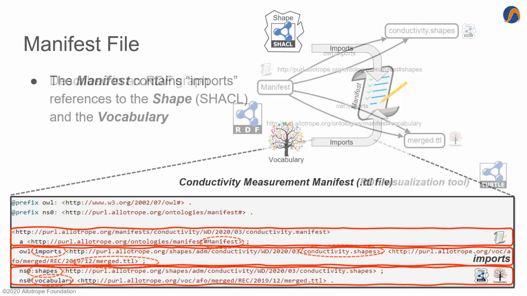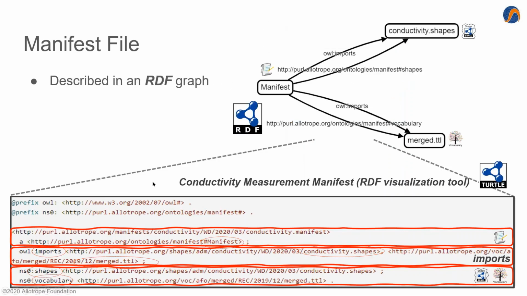We can see the same thing if we are using an RDF graph. We have the manifest, which imports the conductivity shape, the shape file, and imports the vocabulary, which is the merge TTL total file.